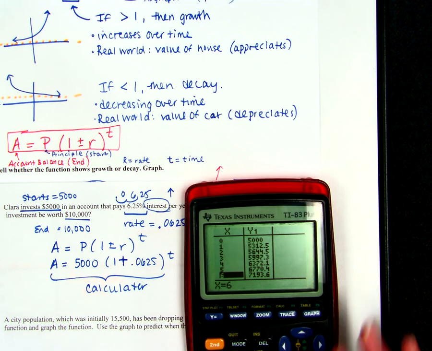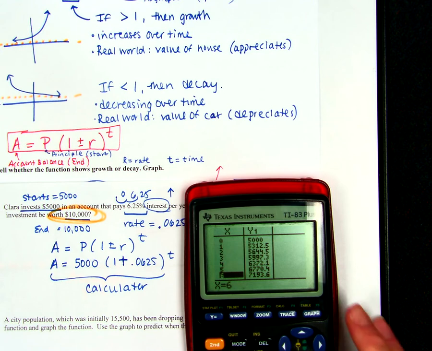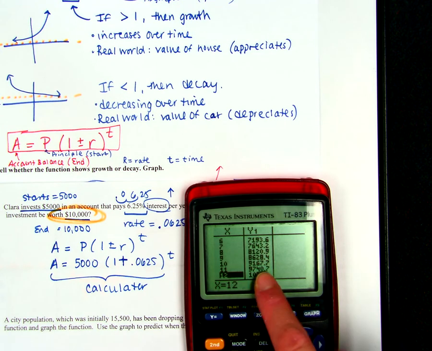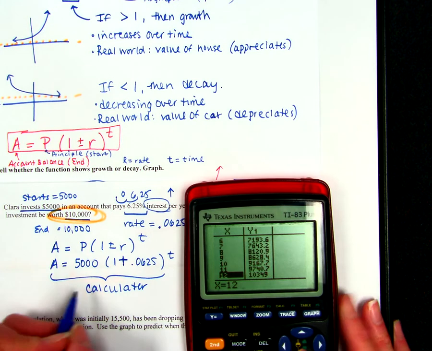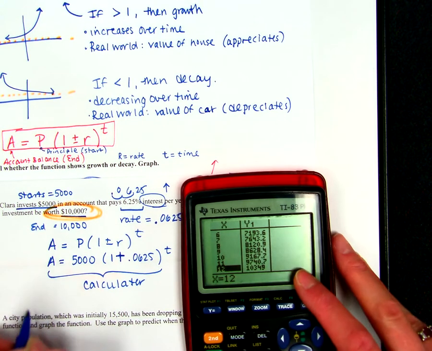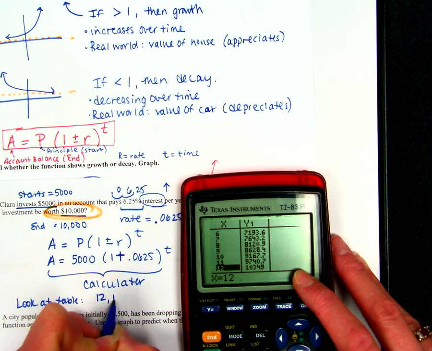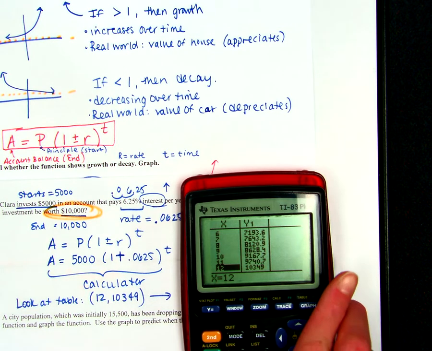What are we looking for? We're looking for when is your investment worth $10,000. So you're going to keep scrolling down. At 11 years, it's only worth 9,700. So that's not quite 10,000. So if you look at this line, it says 12. So what we're going to say is, looking at our table, right? We got 12, 10,349. So this answers my question.